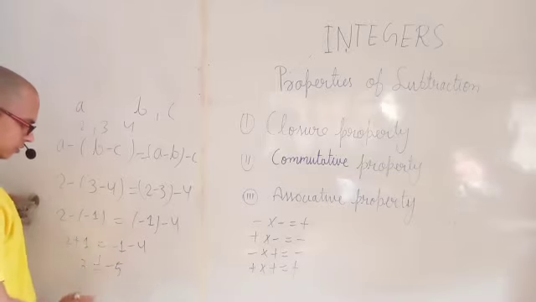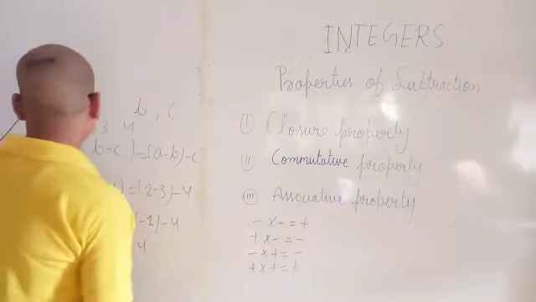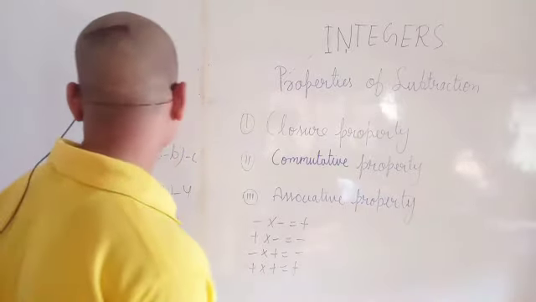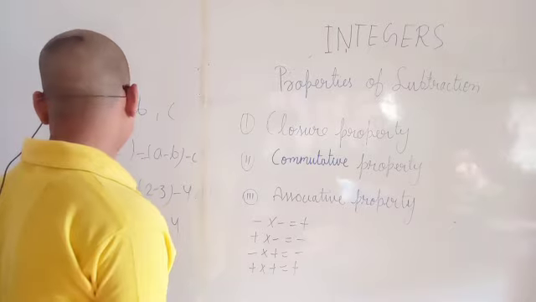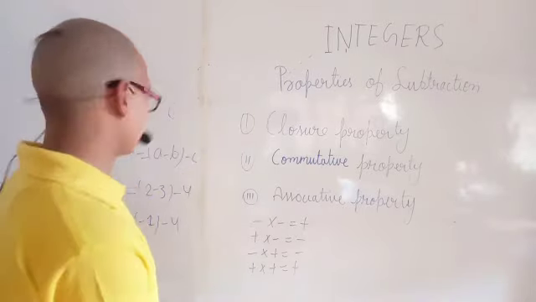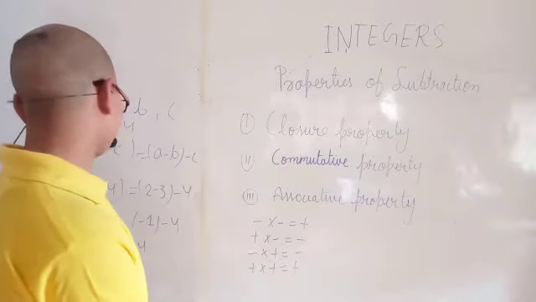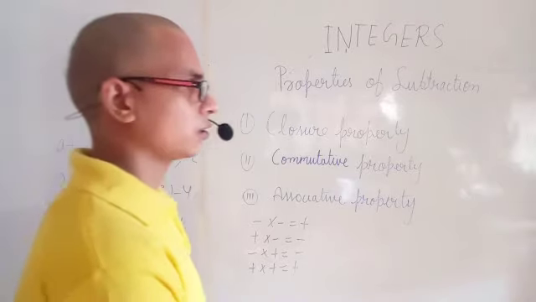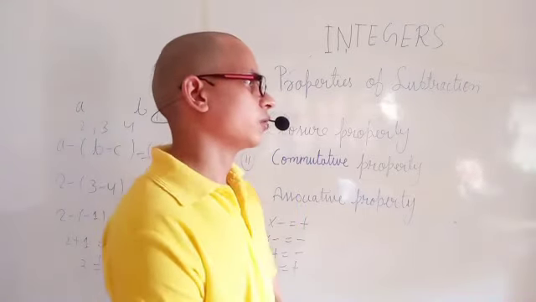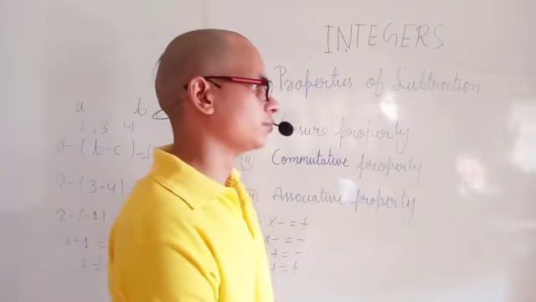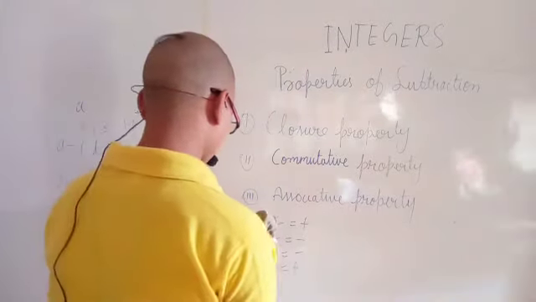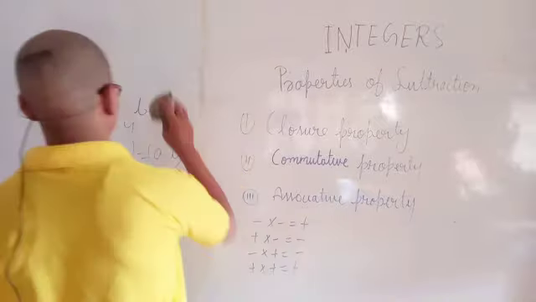So we can say that the associative property does not follow subtraction. In the same way we can find the properties of multiplication, and also of division. Now we do a question on these properties and solve it.